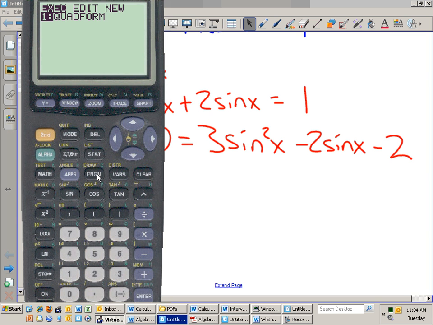I hit program. Enter on quadratic formula. You hit the button that says PRGM. And so A is equal to 3. B is equal to negative 2. And C is equal to negative 2. Not exactly. We have 1.26 and 0.55.